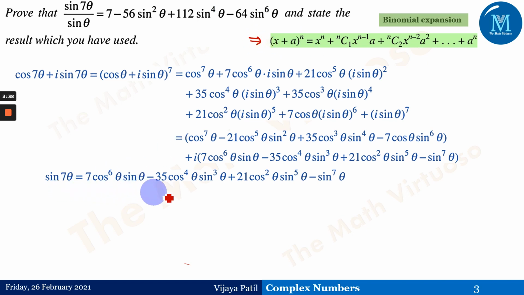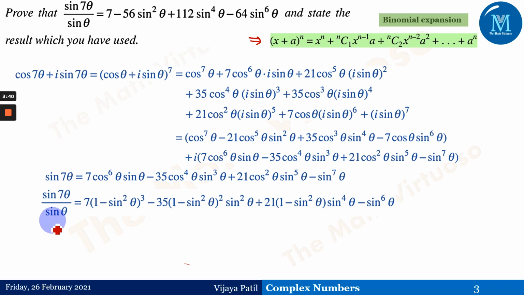So we have got sin 7 theta. Now for sin 7 theta upon sin theta, wherever there is a sin theta, that factor goes from the numerator. So sin theta is here, sin cube theta becomes sin square theta, sin to the power 5 theta becomes sin to the power 4 theta, and sin to the power 7 theta becomes sin to the power 6 theta. The cos terms won't change.